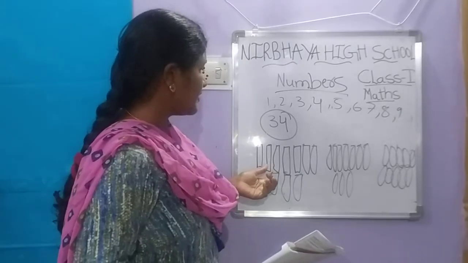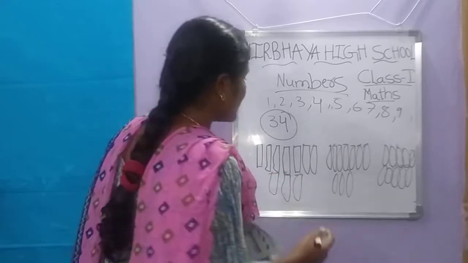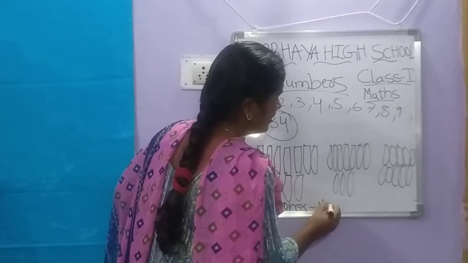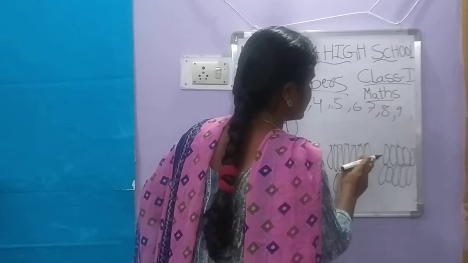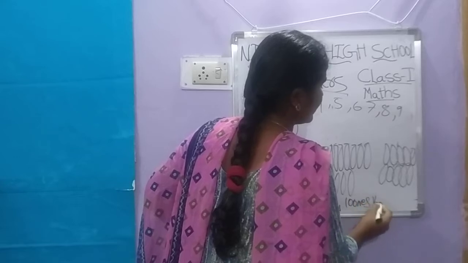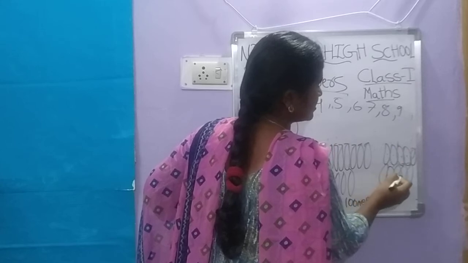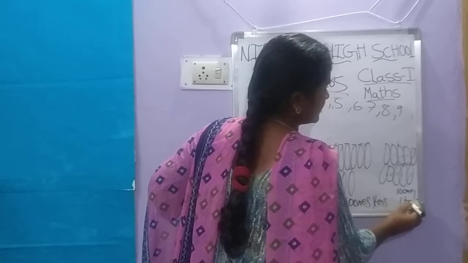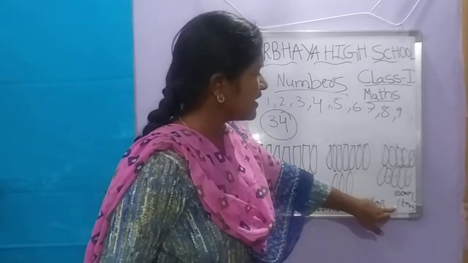First one you see, how many? 1, 2, 3, 4, 5, 6, 7, 8, 9, 10. So 10 ones. 10 ones means how many tens? 1 ten. Okay. Next one you see, how many are there? 1, 2, 3, 4, 5, 6, 7, 8, 9, 10. So 10 ones means 1 ten. Next one, 1, 2, 3, 4, 5, 6, 7, 8, 9, 10. 10 ones means 1 ten. Shall we count these? 1 ten plus 1 ten and 1 ten.